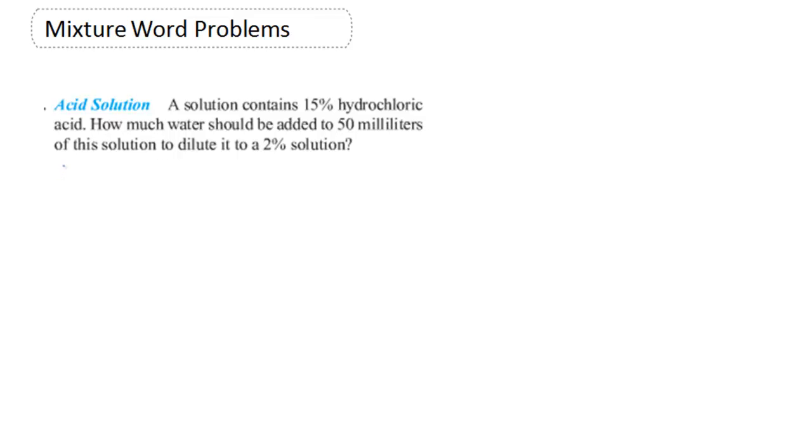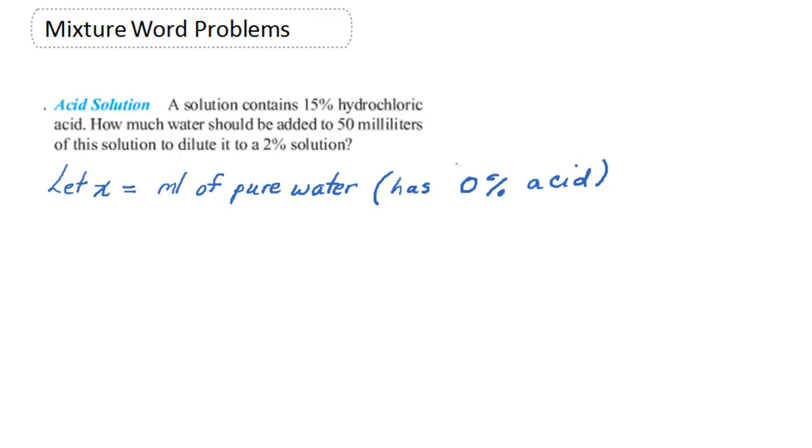To work on mixture word problems, it's important that you define your variables clearly. So in this particular problem, we've got a solution that's 15% acid, and we're going to dilute it to 2%. And we're going to dilute it by adding water. So let's let X be the milliliters of pure water.